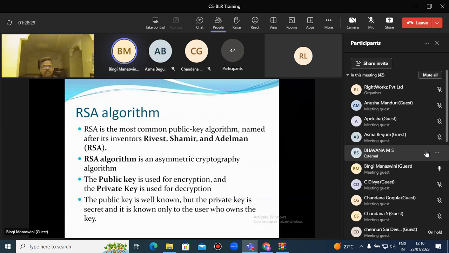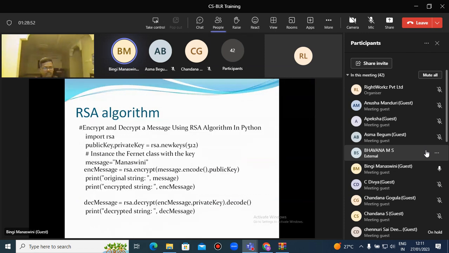Whoever wants to send a message to the receiver needs to know the receiver's public key. He will encrypt the message using the public key, and after receiving it, the receiver will decrypt it using his private key. So it is more secure than other algorithms. And this is the RSA algorithm we have used.